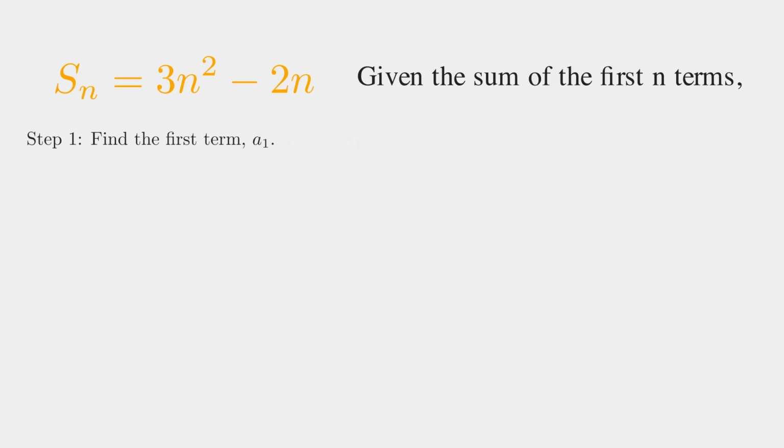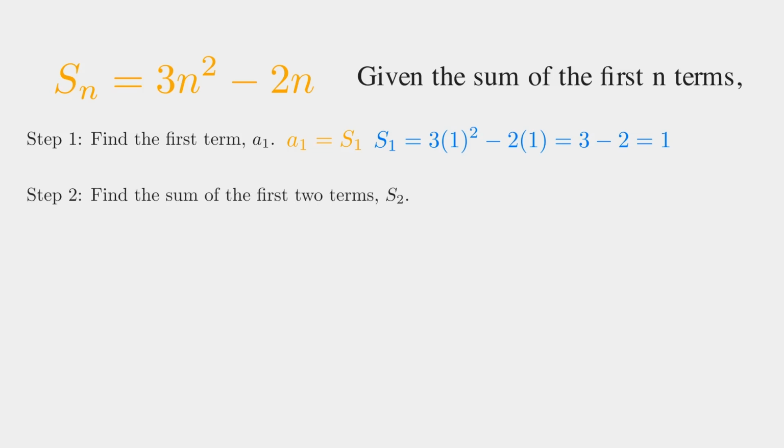We know that the sum of the first one term only is simply the first term itself, so a1 is equal to S1. Replacing n by 1 into the formula, we get S1 is equal to 3 times 1 squared minus 2 times 1, which simplifies to 3 minus 2, so S1 is 1. Next, we find the sum of the first 2 terms, S2. S2 is equal to 3 times 2 squared minus 2 times 2. That's 3 times 4 minus 4, or 12 minus 4, which gives us 8.